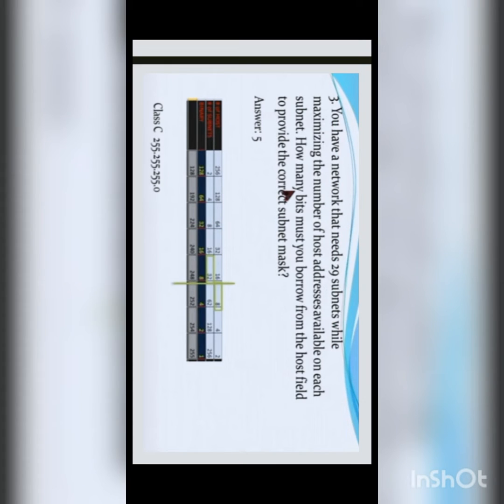Number 3. You have a network that needs 29 subnets while maximizing the number of host addresses available on each subnet. How many bits must you borrow from the host field to provide a correct subnet mask? So, the answer is 5.